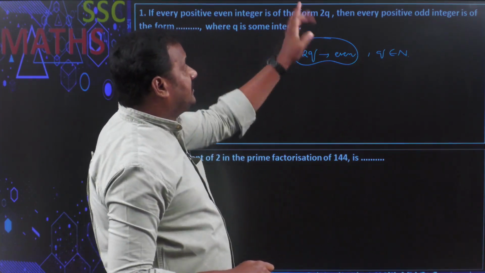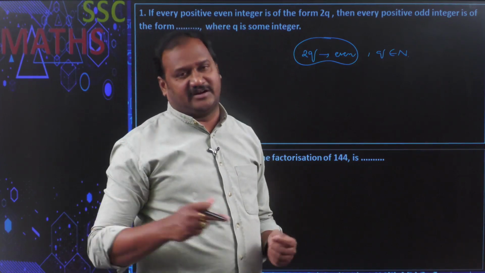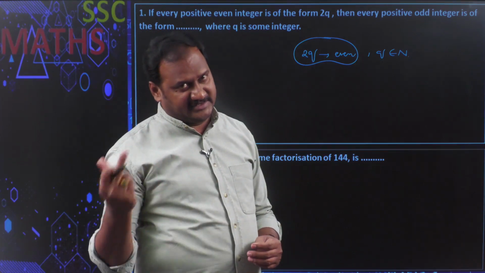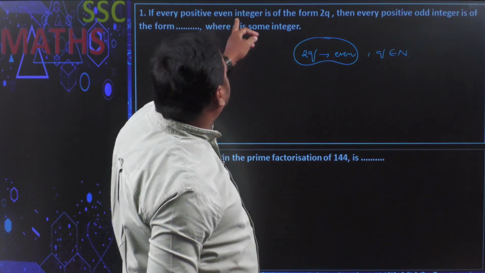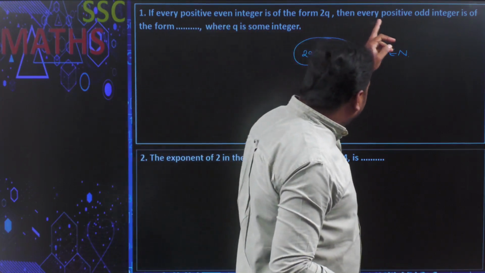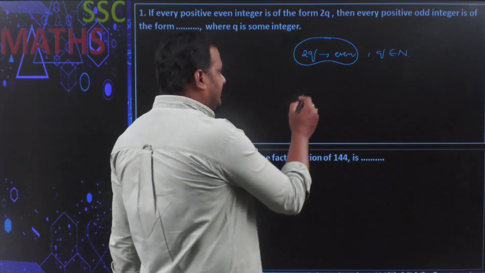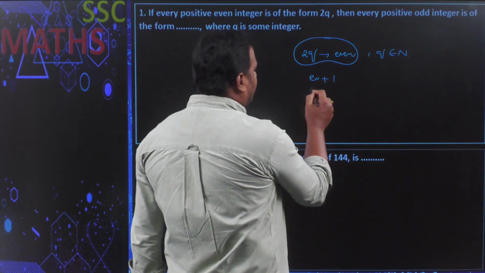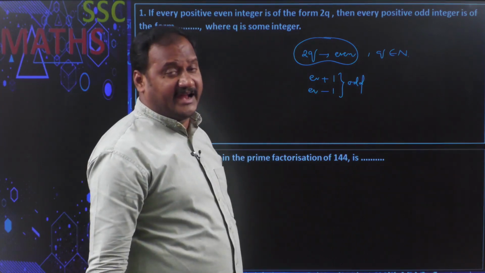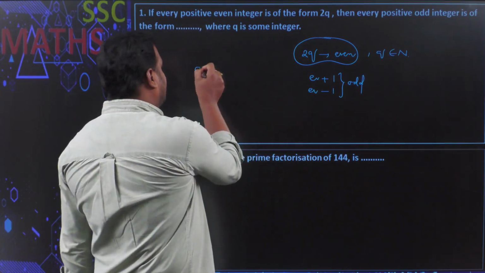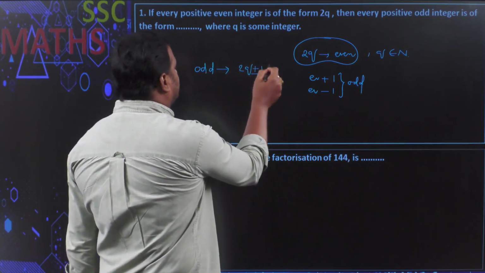Then what is the general form of odd numbers? See, even number minus 1 or plus 1 can be an odd number, right? So every positive even integer is of the form 2q, then every positive odd integer is of the form where q is some integer, so that even plus 1 or even minus 1 can be an odd number. Therefore, what is the standard form or general form of an odd number? Every odd number is of the form 2q plus 1 or 2q minus 1.